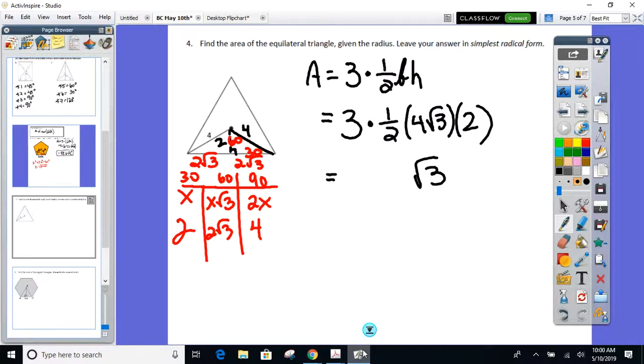Simplest radical form. Radical 3 is in my answer, right? That means all I need to do is 3 times 1/2 times 4 times 2. Simplest radical form, I got to have a radical in my answer. That's all I'm looking for there. Come on, you don't need the calc for this, do you?